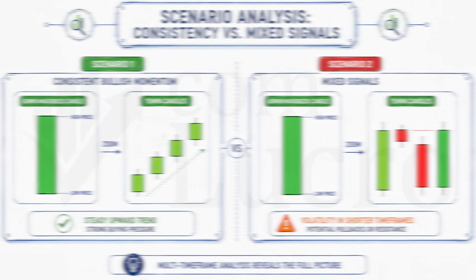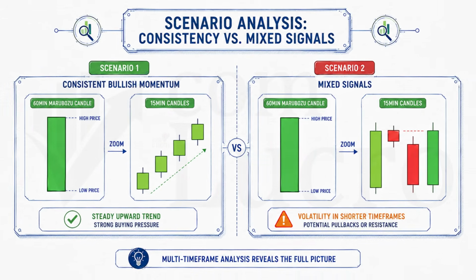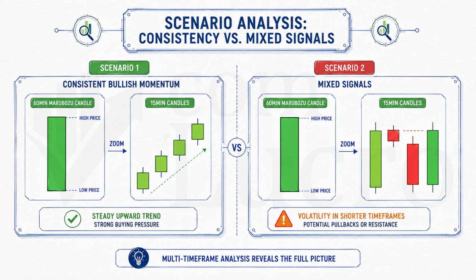Now look at the bullish 60-minute candle on your screen. It looks extremely strong, a clear move up, opening at the low and closing at the high, with no visible resistance. But by breaking that 60-minute candle into 4 consecutive 15-minute candles, you gain deeper insight into the price action that unfolded during the hour. Let's consider 2 scenarios. In scenario 1, we have consistency.